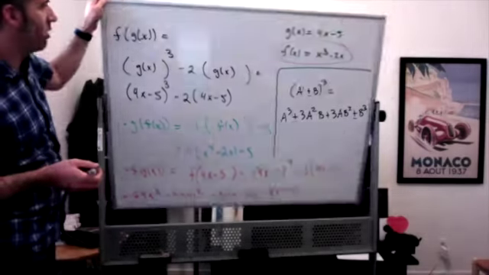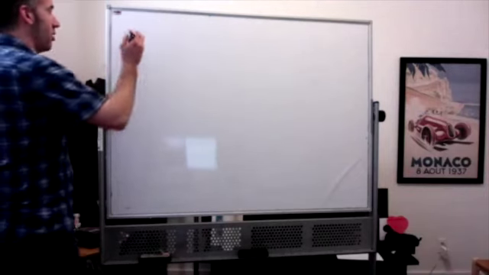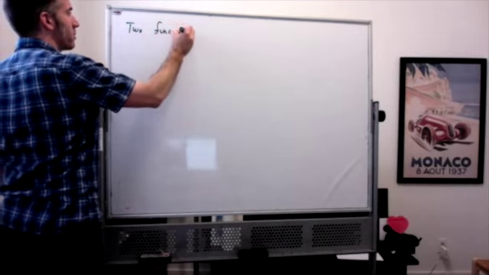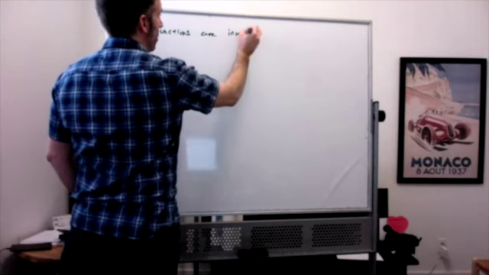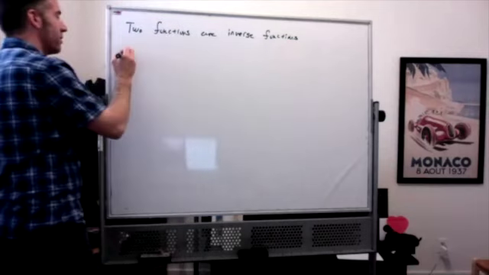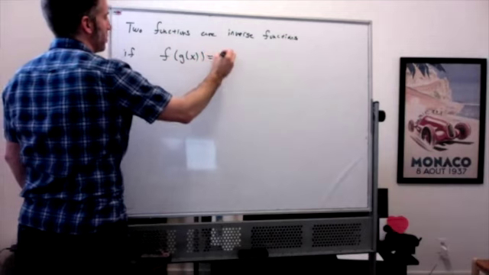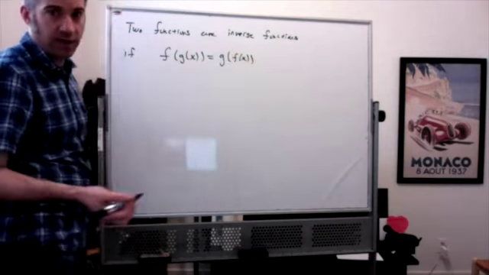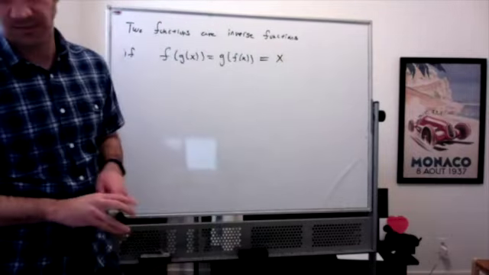You're welcome. All right, so here's the thing that makes functions inverses. Two functions are said to be inverses, are inverse functions, if f of g of x equals g of f of x. And there's actually one last important part here that isn't in the notes. It has to equal x.